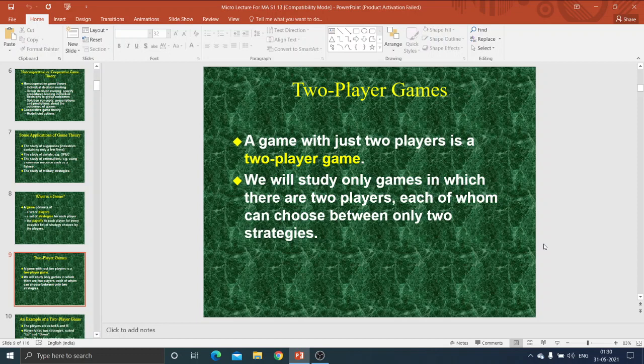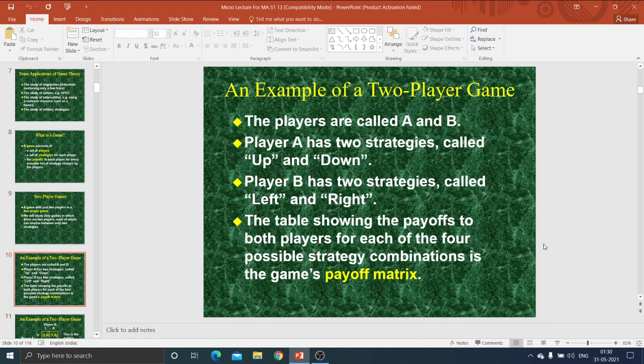So the basic model is always a two-player game model. We will study only games in which there are two players, each of whom can choose between only two strategies. An example of a two-player game is the following. The players are called A and B. Player A has two strategies called up and down. Player B has two strategies called left and right. So it is clear that there are two players, each with two strategies: the first player has up and down, and the second player has left and right.